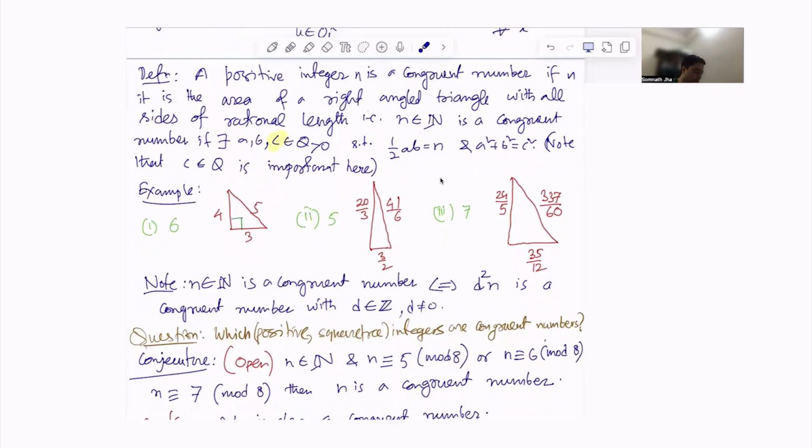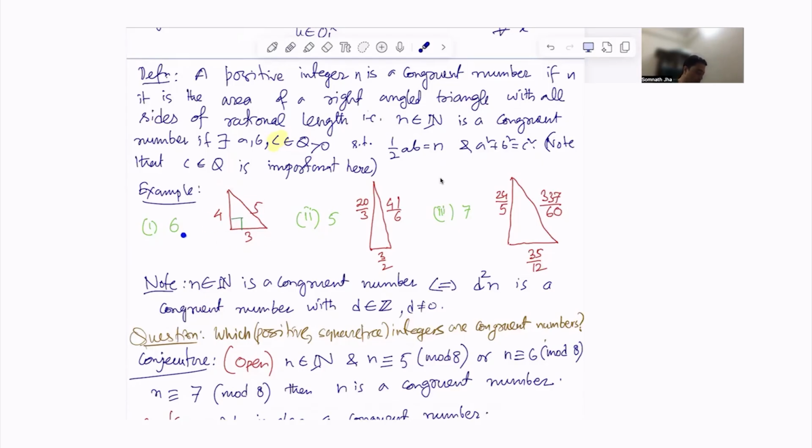So n in N is a congruent number if there are a, b, c rational numbers, and positive rationals because they represent lengths. I've just denoted Q greater than 0 as shorthand notation for positive rationals, such that half ab equals n, so the area of the triangle is n, and a square plus b square is c square. As I mentioned, the condition that a, b, c are in Q is important here.